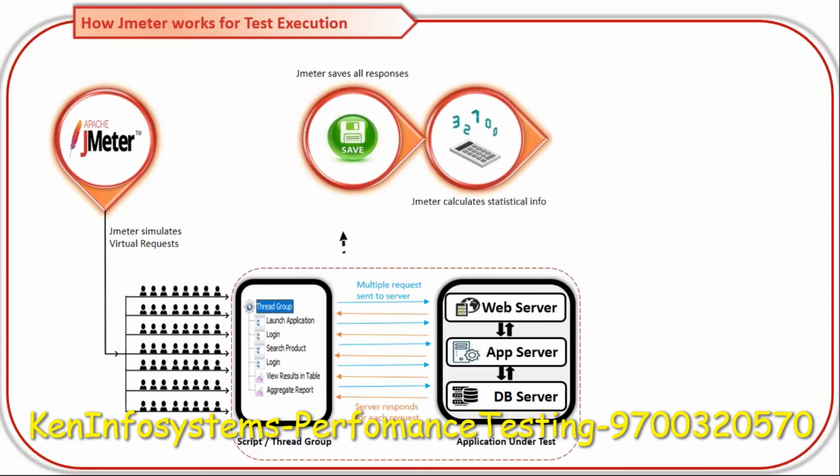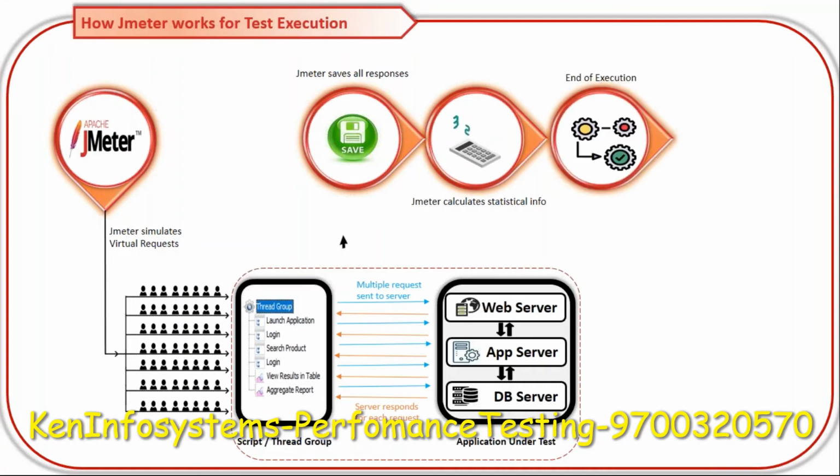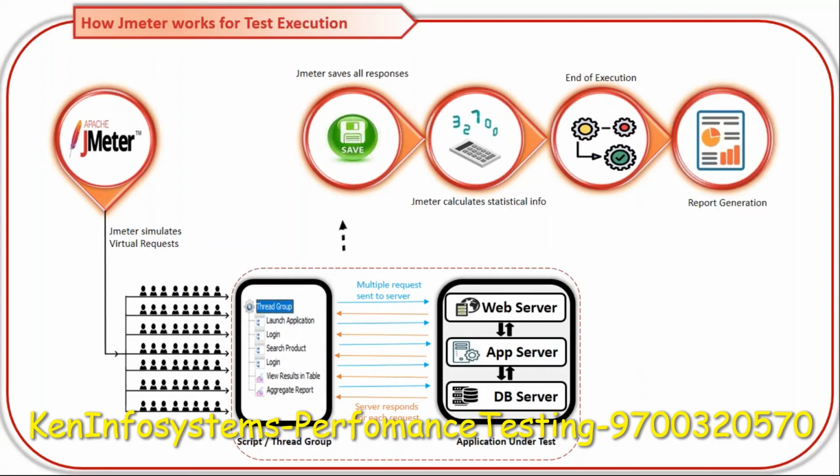At the same time, JMeter calculates the statistical information. Whatever response is captured by JMeter, it will capture each and every sample response time, error rate, and all this statistical information is calculated by JMeter. After the end of the test execution, JMeter is again the one component responsible for generating the HTML reports, the results reports, you can say. This is all about the JMeter workflow for test execution and reporting.